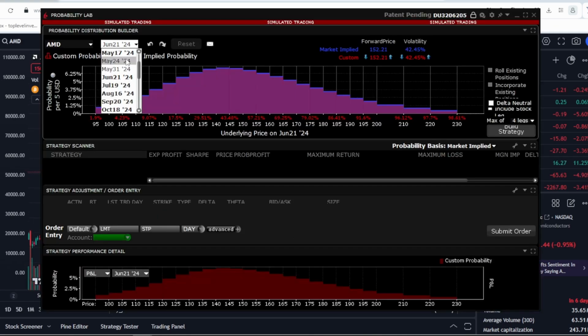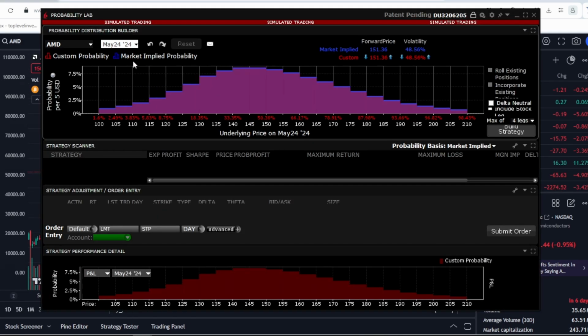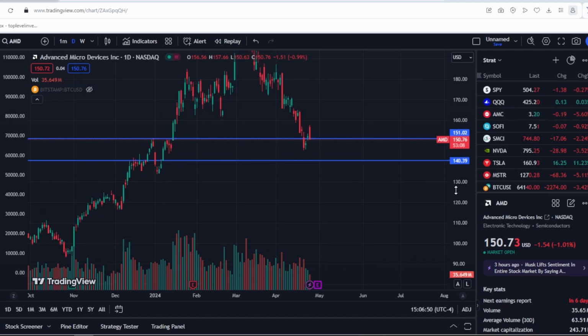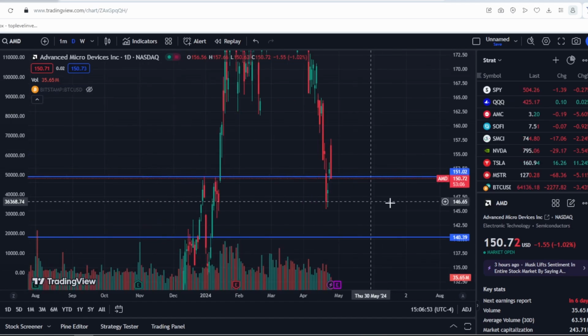Let's see what the market predicts, for example, on May 24th. The market is more likely to lean towards the stock being between $140 and $145. That's 8.5%. And between $145 and $150, that's also 8.5%. So the market is indicating that most likely the stock of AMD will move between $140 and $150 in the coming month. This is the most realistic range for this stock.